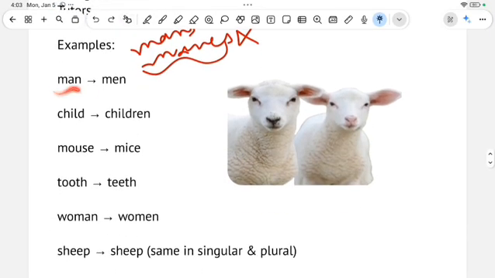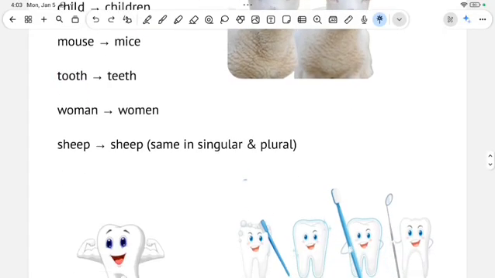Here you can see man will become men, where we cancel a and we add e. Okay, here child will not become childs or childish. It will become children. Mouse will become mice. Tooth means one tooth, and teeth means more than one tooth.